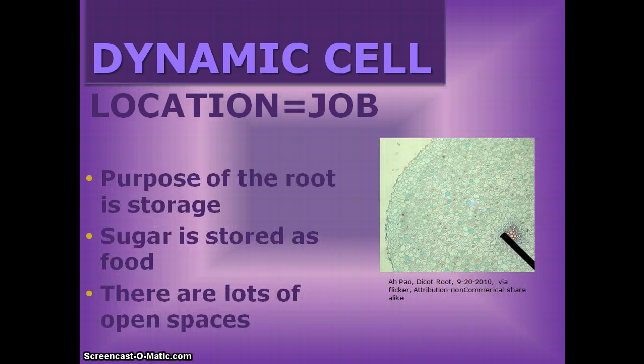So the third example, all in the same plant, is the root. The root is there for storage. And as you can see, there are lots and lots of open spaces in the root. And if you look closely at the picture, all the little dots in here are kind of the sugars and the starches that are stored.